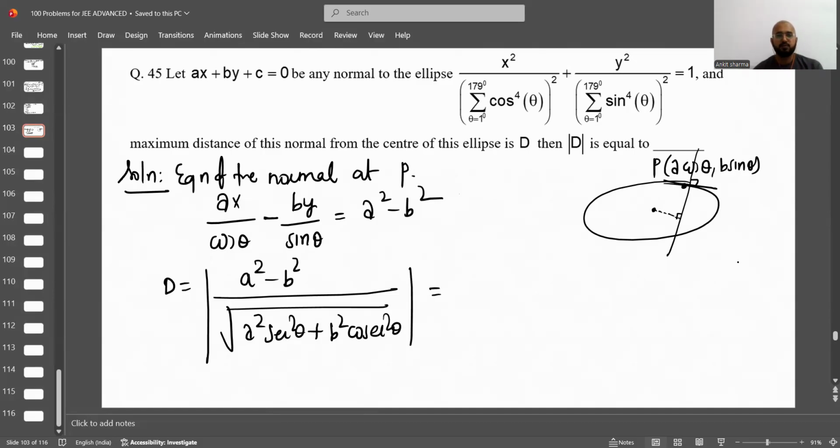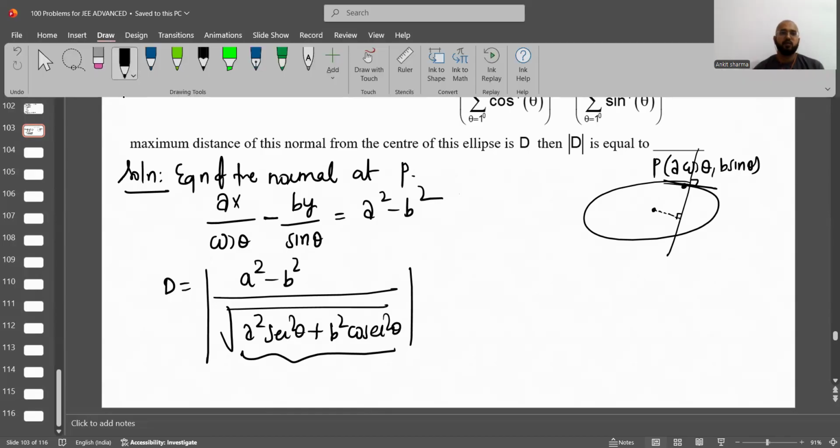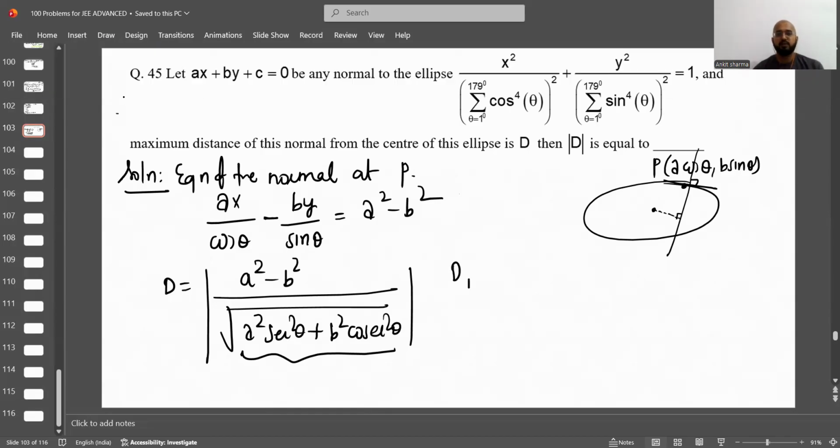And we want this distance to be what? Maximum. So if this is maximum, then I need to find out the minimum value for this. That's already a constant, a square minus b square. So we want this quantity to be maximum. So for d max, okay, denominator should be minimum.